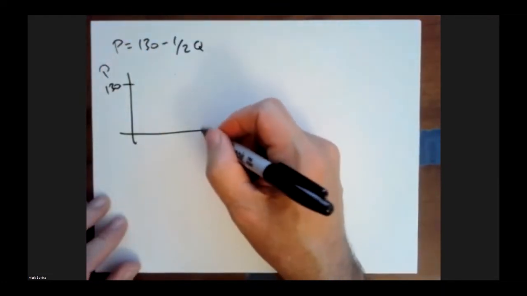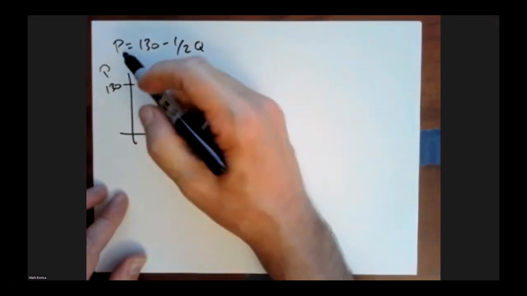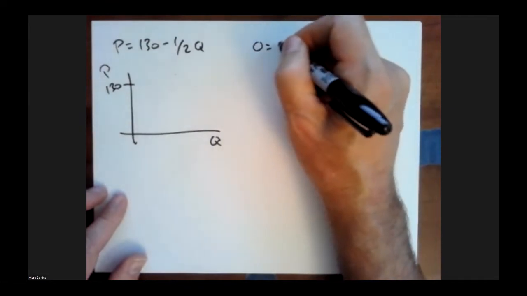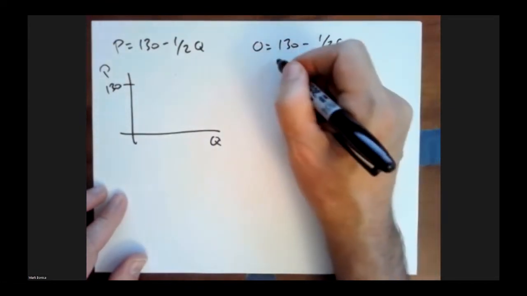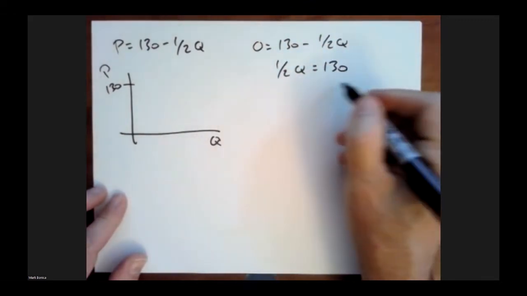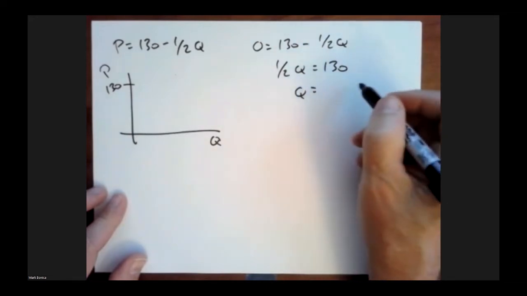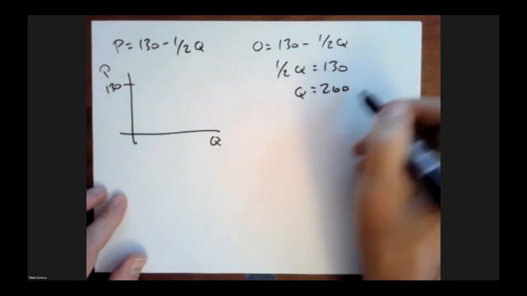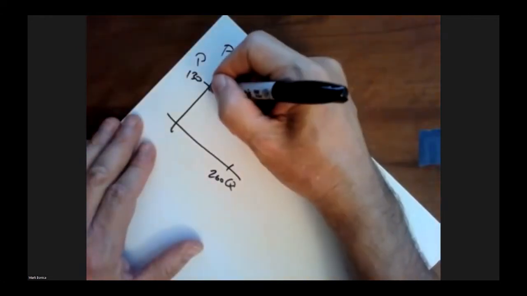And where does it cross the Q axis, or the X axis? Well, that's when P is equal to 0. So we'd say, okay, P is equal to 0, 0 equals 130 minus 1/2 Q. We would add 1/2 Q to both sides, right? And then to get rid of the 1/2, we'd multiply both sides by 2. And so we'd get 260. And so we could draw a demand curve.